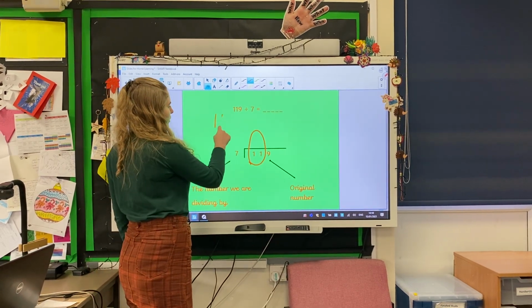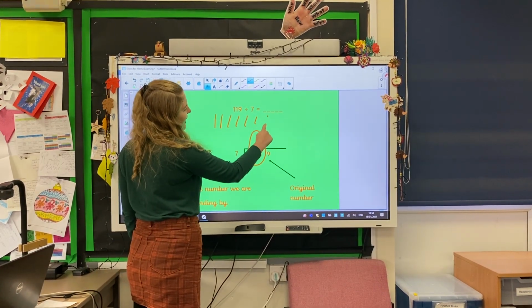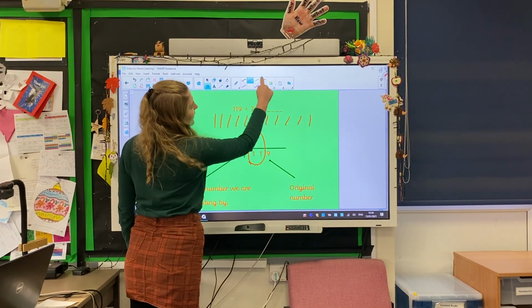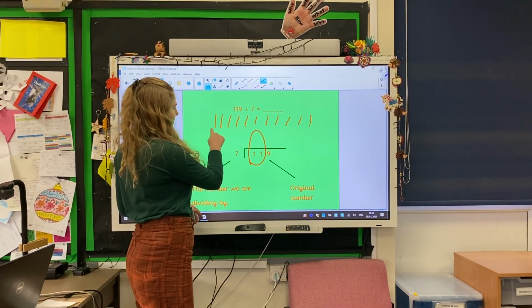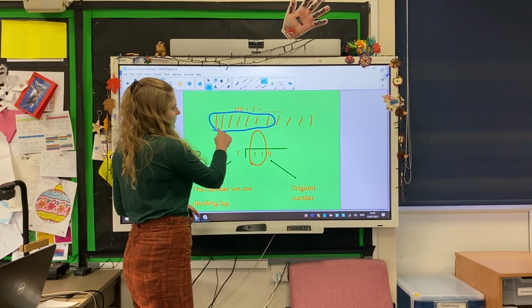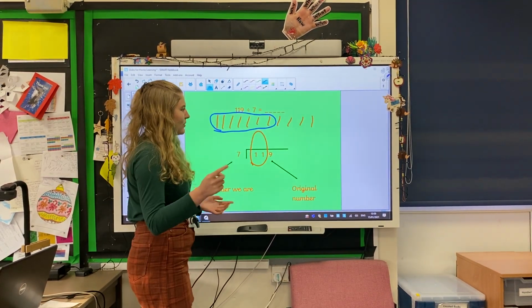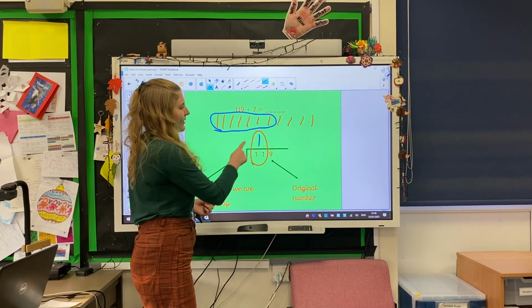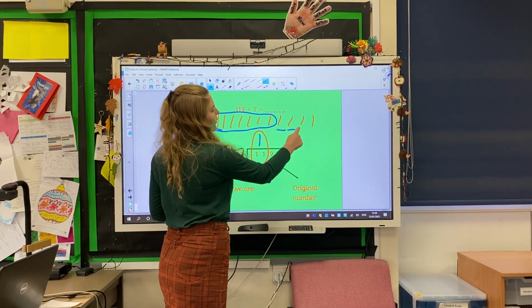So 1, 2, 3, 4, 5, 6, 7, 8, 9, 10, 11. And let's loop round 7. There we go. Can we fit another 7 in? No, we can't. So there's 1 lot of 7, and how many are left over? 1, 2, 3, 4.